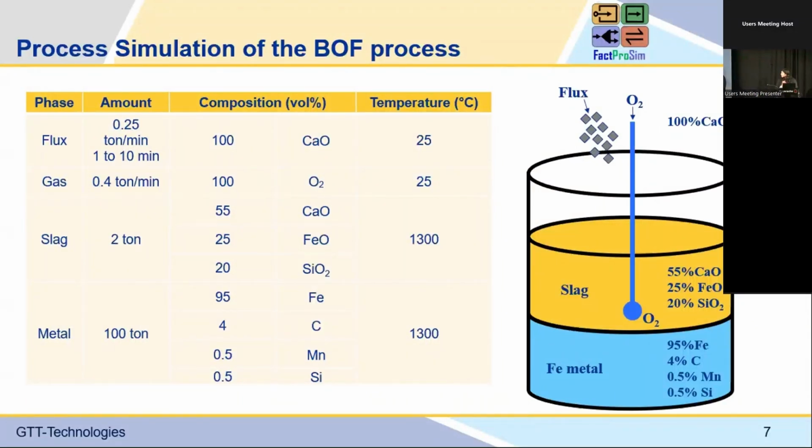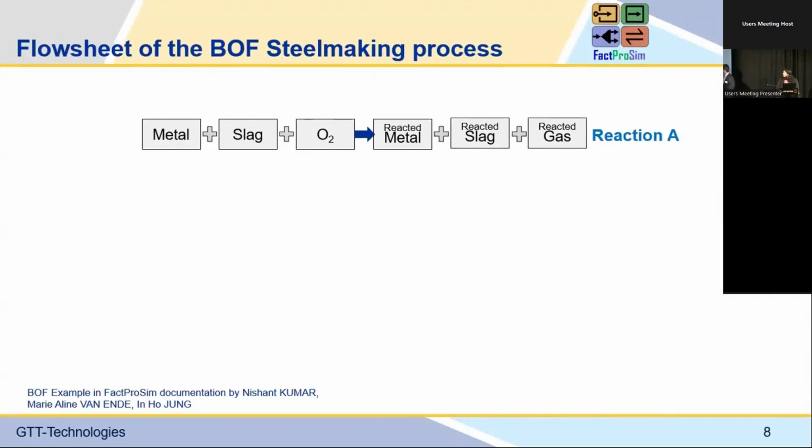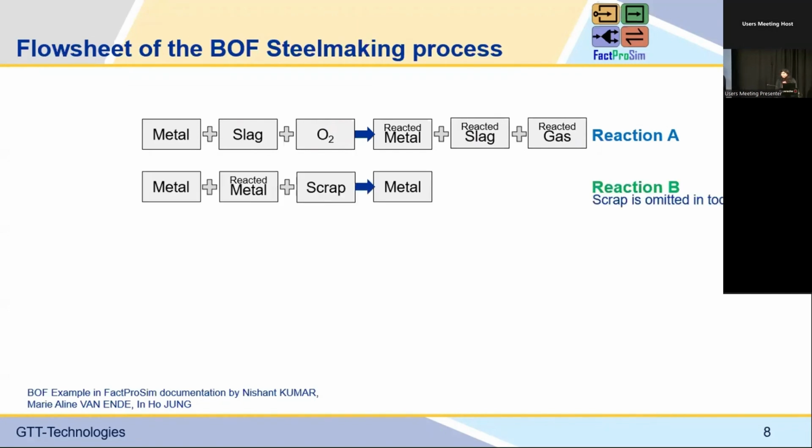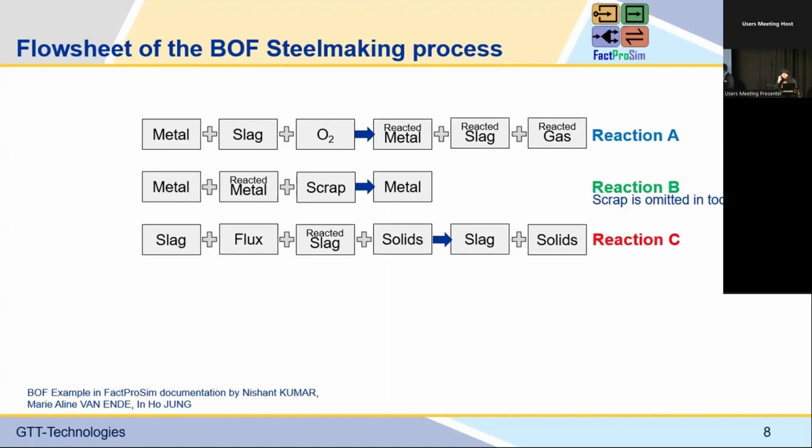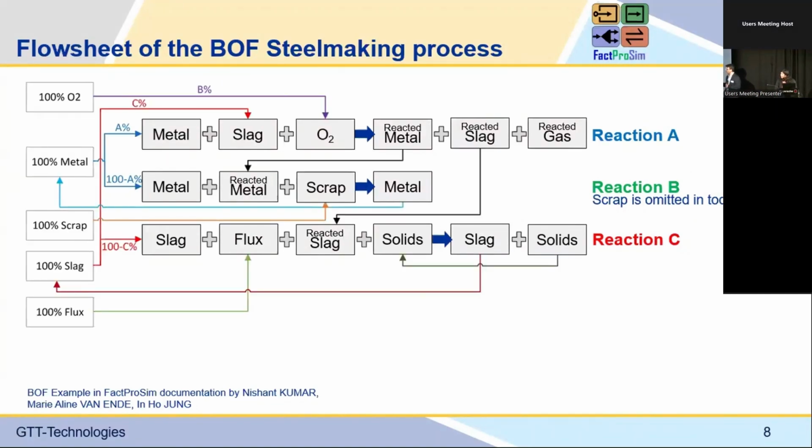And of course, the metal is not only iron, but contains impurities, and the slag also contains some oxides: calcium oxide, iron oxide, and silicon dioxide. If we think about the flow sheet approach for our process model, this is reaction A. They react with each other. We can think about each separately, reaction B and reaction C. Here today, for simplicity, we do not add scrap. And then, of course, this is actually more complex.